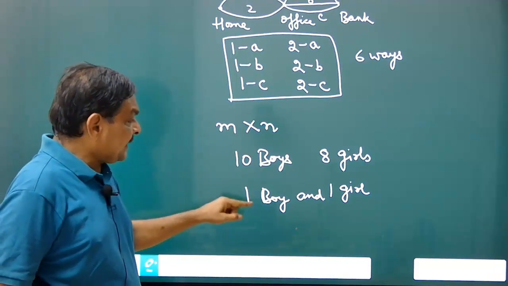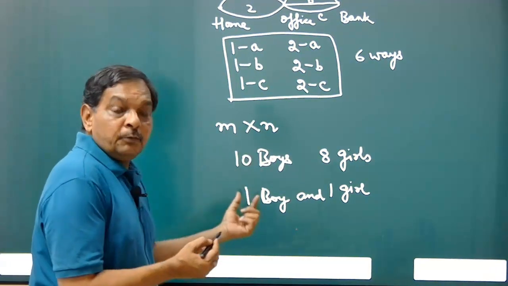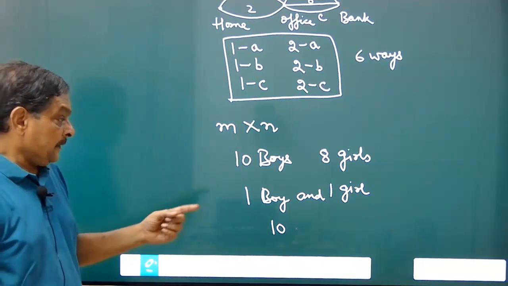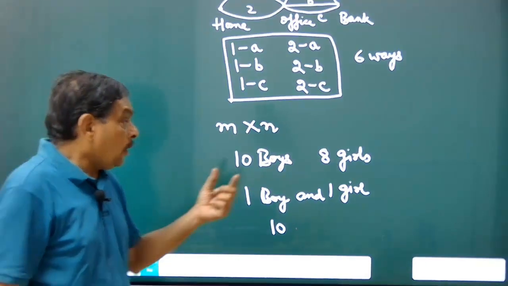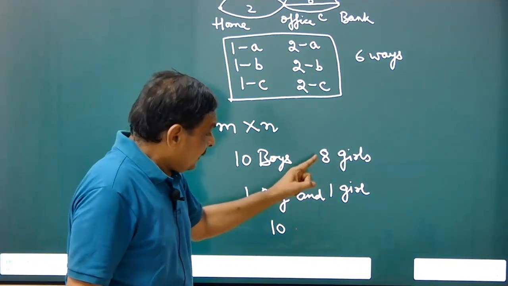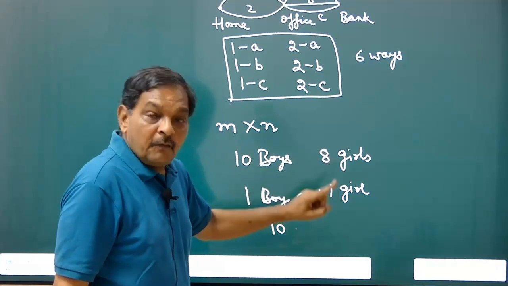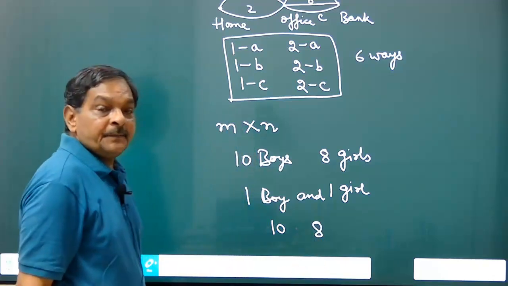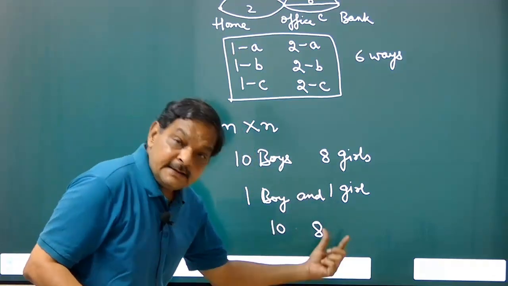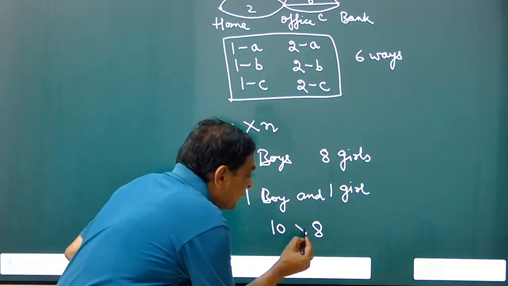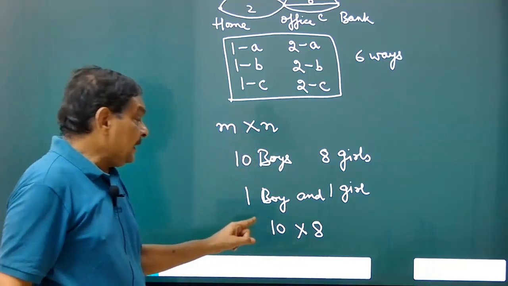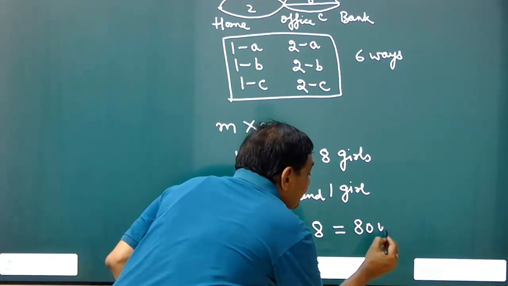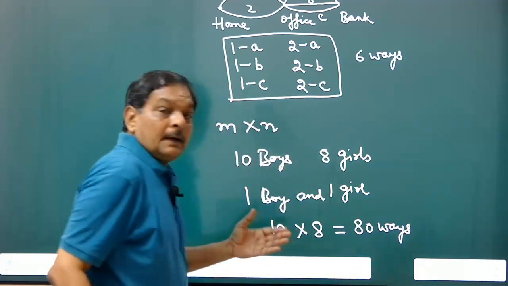Now the boy can be selected out of 10, I am to select one. So this activity can be done in 10 number of ways. This activity is done. Now a girl is to be selected, out of 8. One girl is to be selected, means this activity can be done in 8 number of ways. First activity is done and the second activity is done. So the complete activity can be done in 10 into 8, that is 80 ways. Agreed?